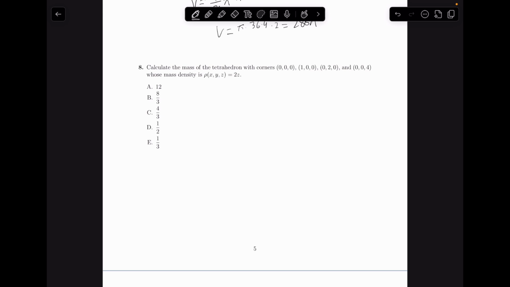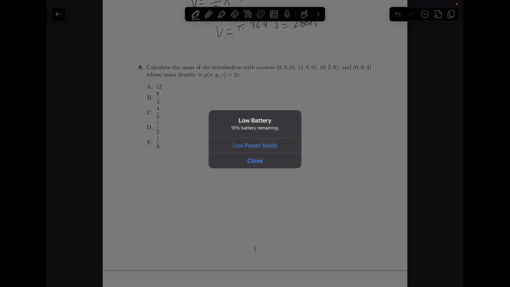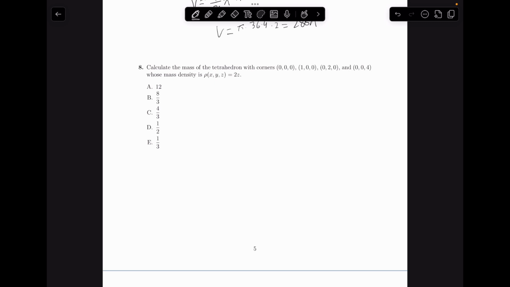But okay, question 8. Calculate the mass of the tetrahedron with corners 0, 0, 0, 1, 0, 0, 0, 2, 0, and 0, 0, 4, whose mass density is 2z.